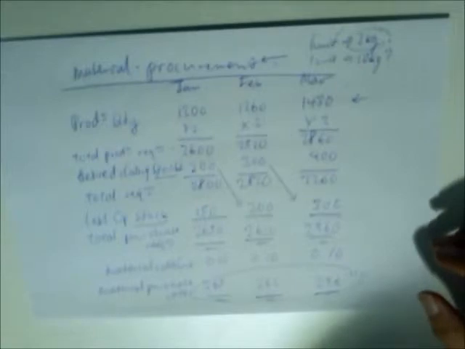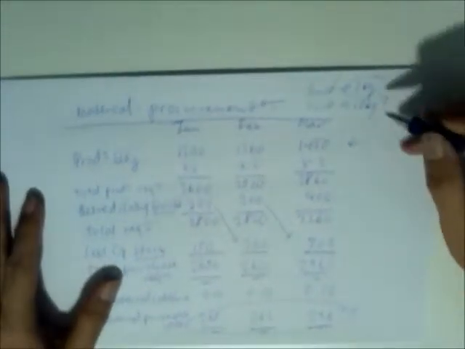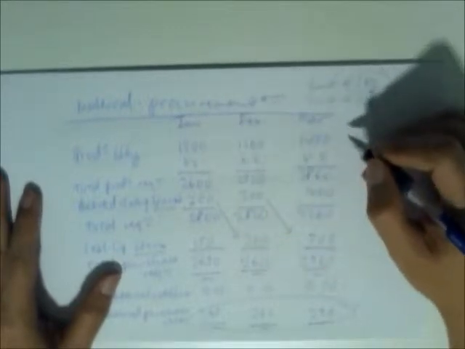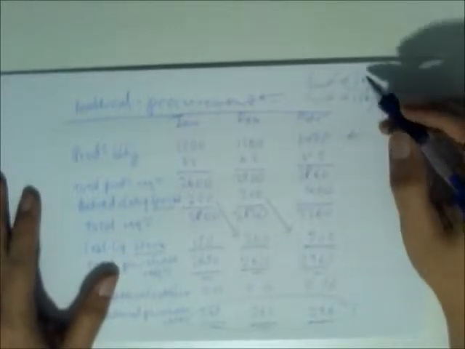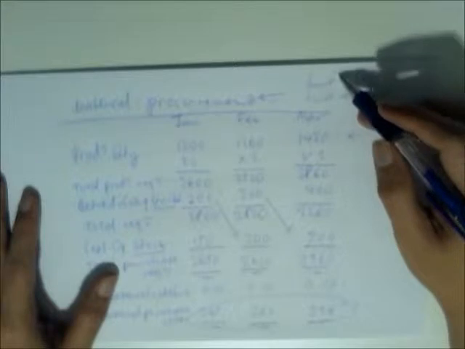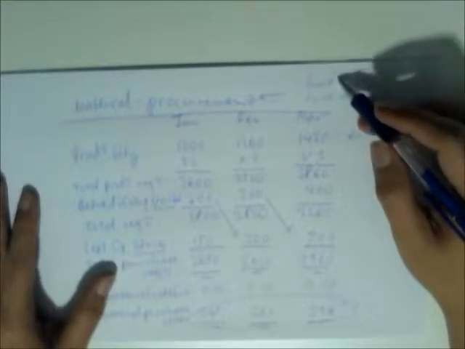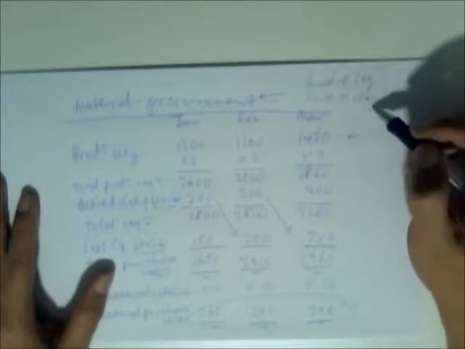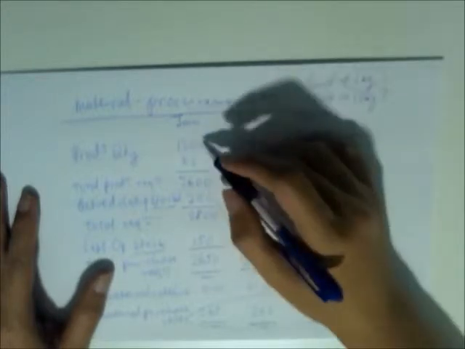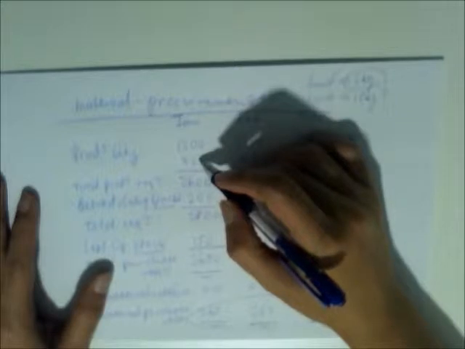Let's move on to the material procurement. Now the material procurement budget is prepared based on the production budget. Okay, it's based on the production requirement. So therefore you need to know what is your one completed unit, and how many raw materials does it require? Is it 2 kilos or 10 kilos? In my question, I'm going to use 2 kilos for example.